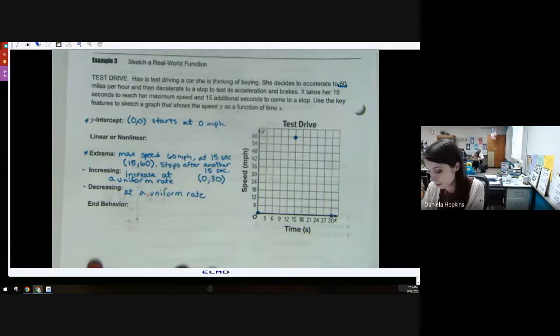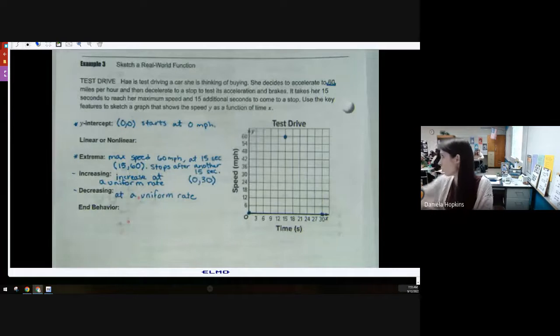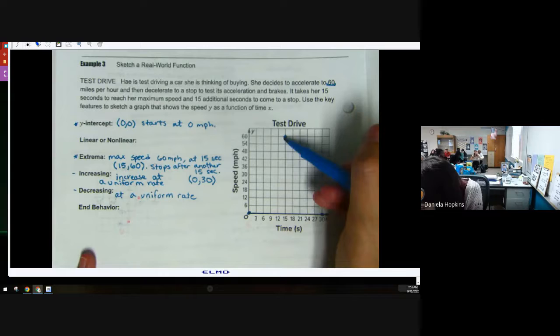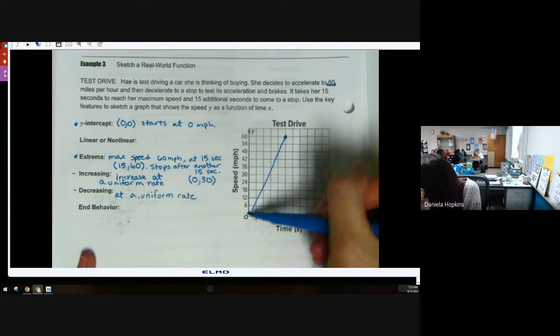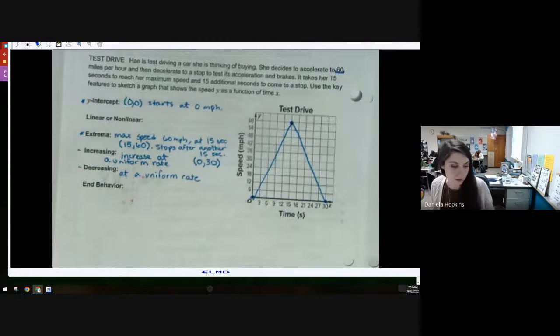What that means in terms of our lines is that anytime you see the words uniform rate, it would be a straight line. If you see a decreasing rate, it would be some kind of exponential, or an increasing rate would also be exponential, where there's some curve to it. But this has no curve. So just draw a straight line from there to there, and a straight line from there to there. Her whole test drive took 30 seconds.